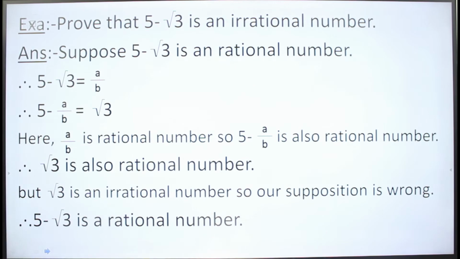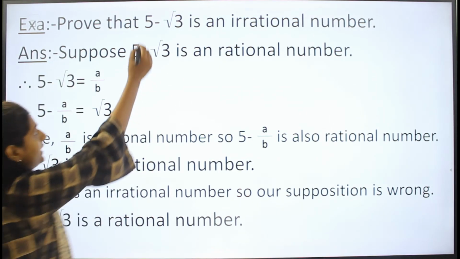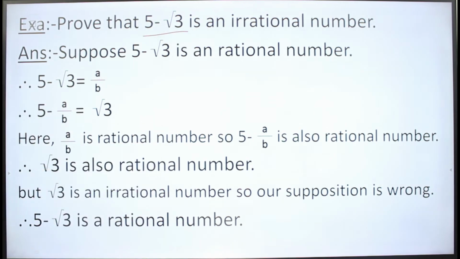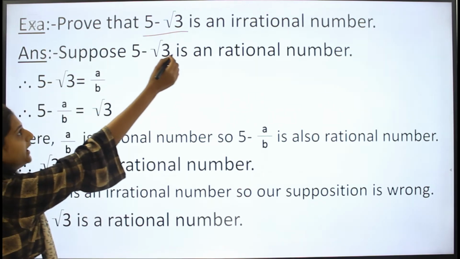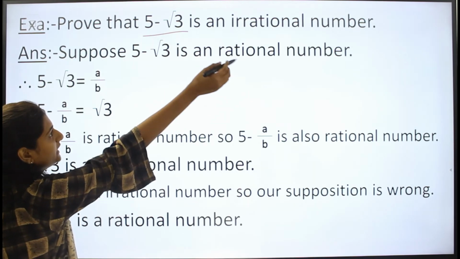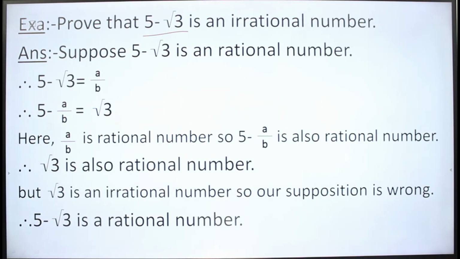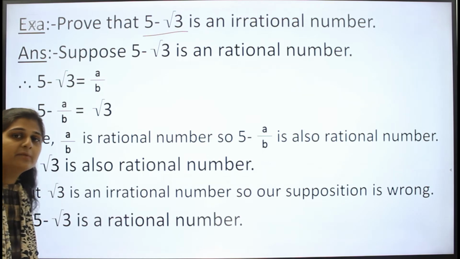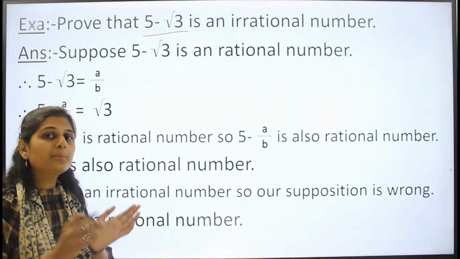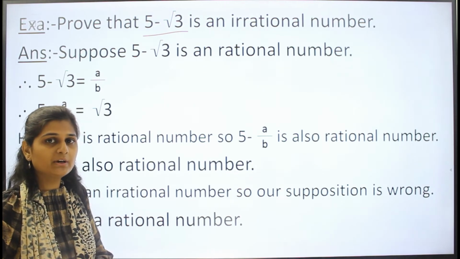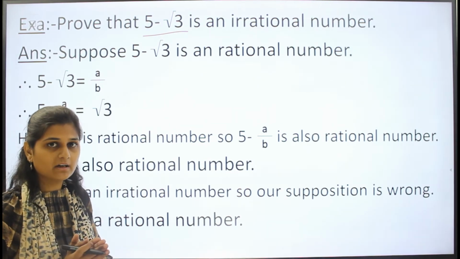Okay, now this is the same question, but of another style, where we have the value 5 minus square root of 3. This is easier than that question. We have the question: prove that 5 minus square root of 3 is an irrational number. So again we are going to apply the contradiction method. We will suppose it is a rational number, and then we will prove it wrong.